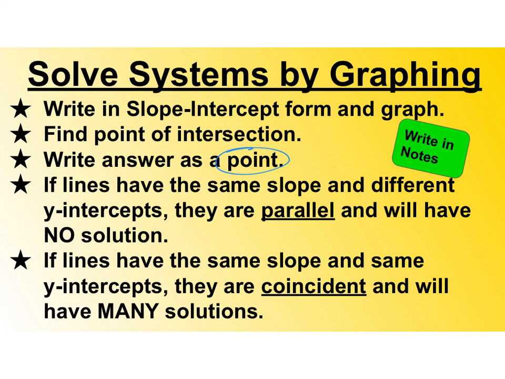If the lines have the same slope and different y-intercepts, they're going to be parallel, so you can conclude no solution. If the lines have the same slope and the same y-intercept, they're going to be coincident, and they're going to have many solutions. Good job.